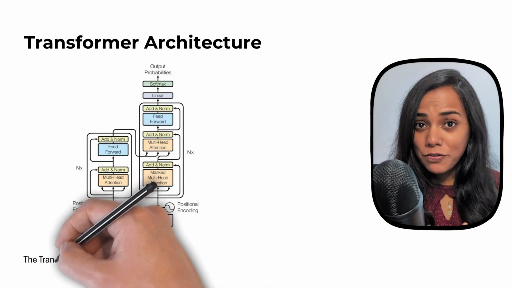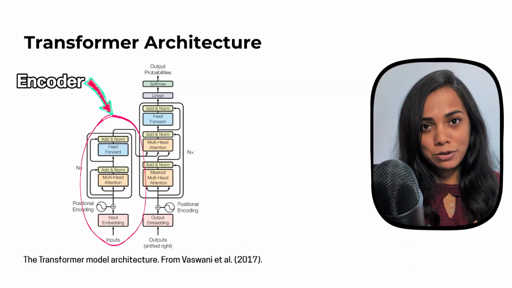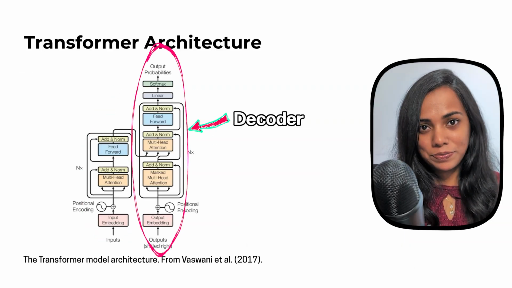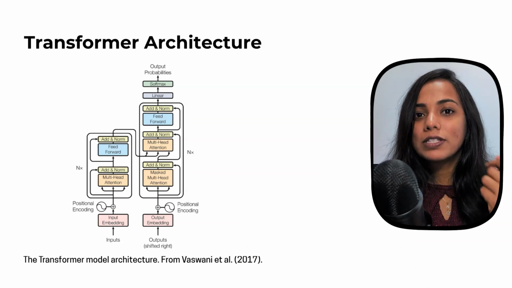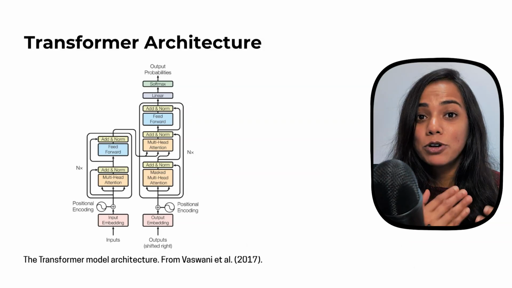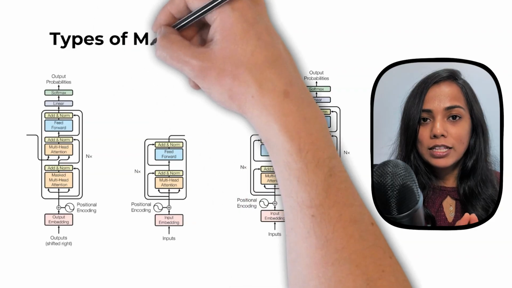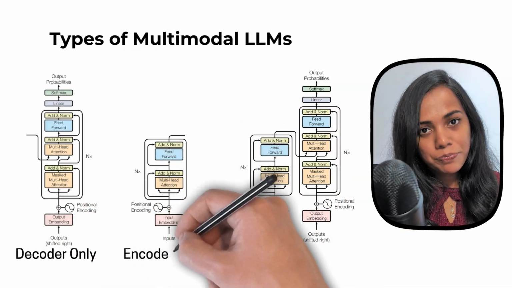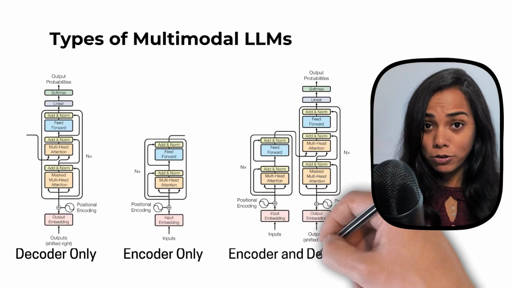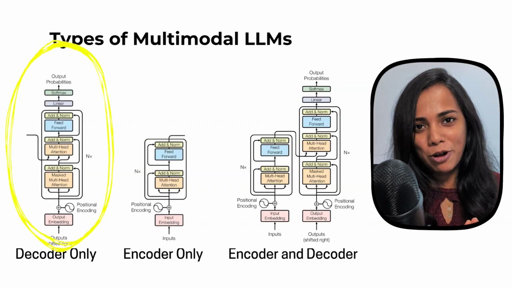If you're familiar with the transformer architecture, you know it comprises an encoder and a decoder. We'll answer what components of this architecture the multimodal LLM uses. Typically, multimodal models can use either just a decoder, just an encoder, or both encoder and decoder. So let's start with decoder-only models first.